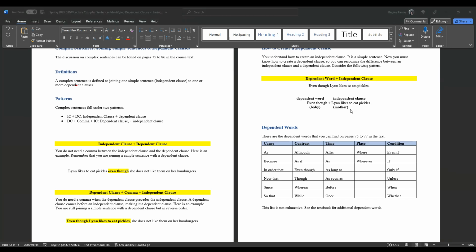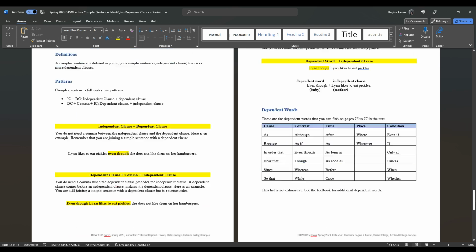So we have this dependent word here, and then we have this here, the independent clause. Where's my underline? Okay. And so the dependent word before the independent clause makes it a dependent clause. That's why it's still not a complete sentence. So now I know why I left that period off, because it's not a complete sentence. It still needs a mother.